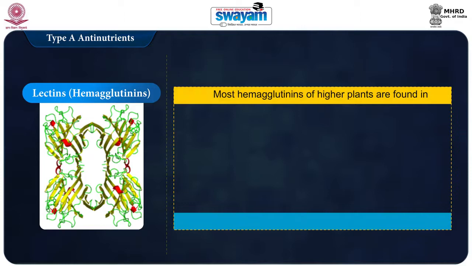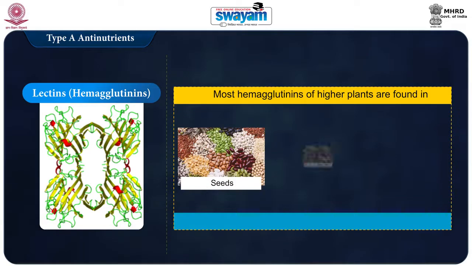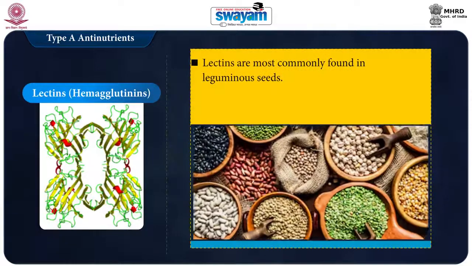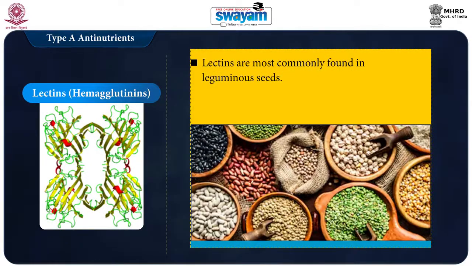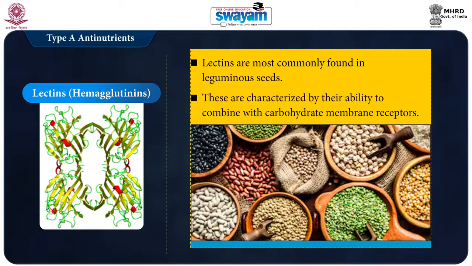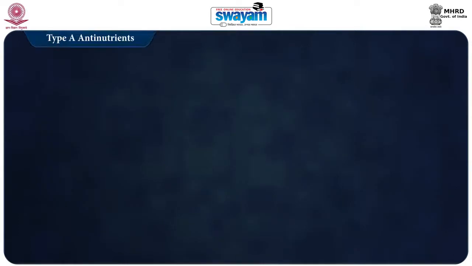Most hemagglutinins of higher plants are found in seeds, but tubers and plant saps are also sources of lectins. Lectins are most commonly found in leguminous seeds. These are characterized by the ability to combine with carbohydrate membrane receptors.